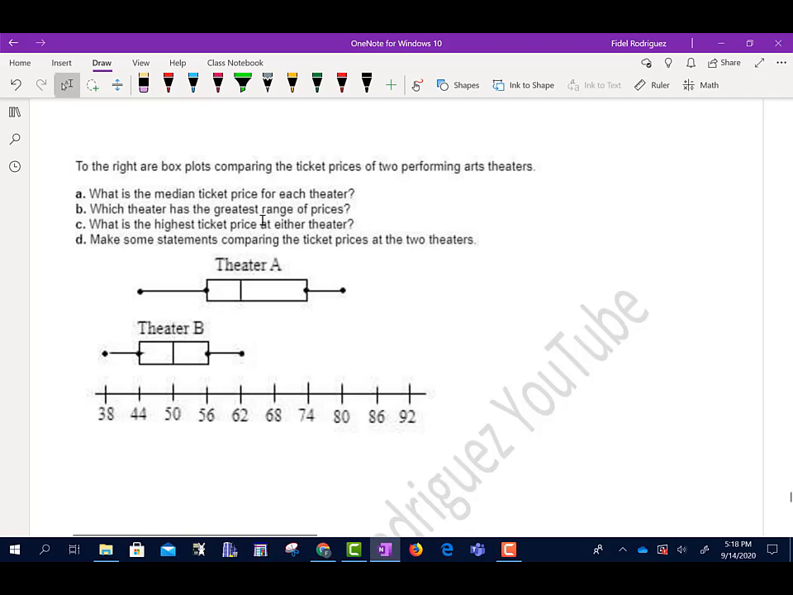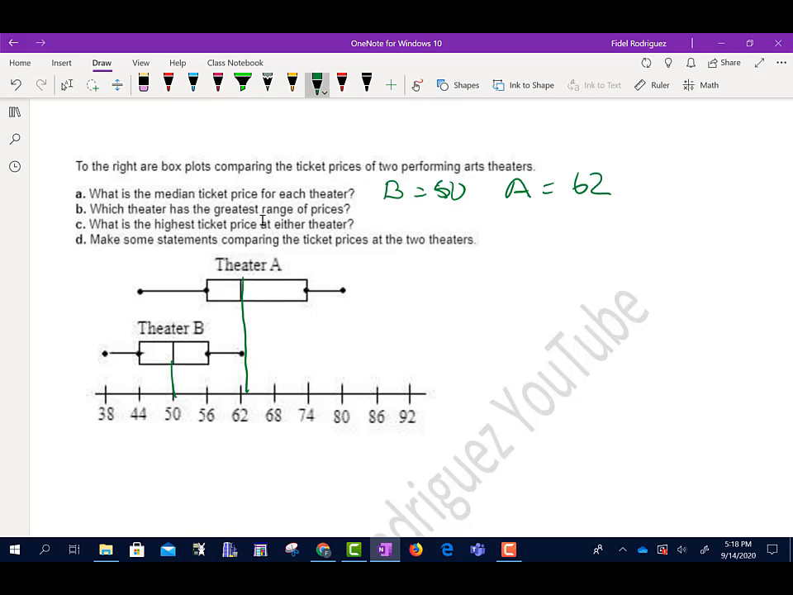So it says, to the right are box plots comparing the ticket prices of two performing arts theaters. What is the median price for each ticket? For each theater, I'm sorry. Okay, so the median, guys, is going to be the number in the middle. So for B, it's going to be 50. Okay. For theater A, I'm going to just scroll down. It's going to be, what, 62?